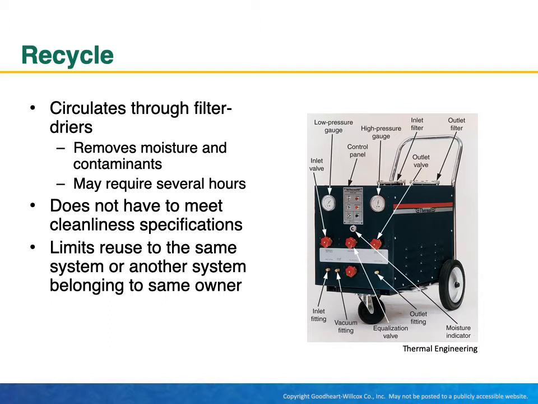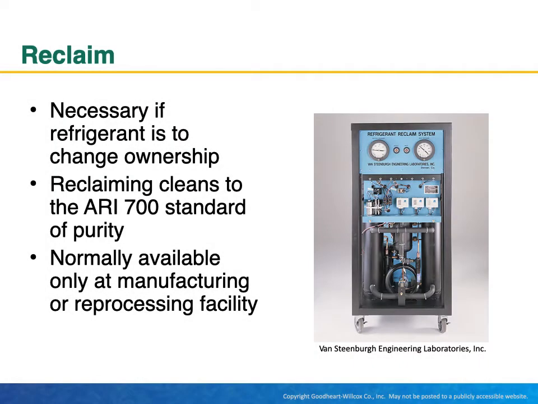Recycle. Circulates through filter dryers, removes moisture and contaminants, may require several hours, does not have to meet cleanness specifications, limits reuse to the same system or another system belonging to the same owner. Reclaim. Necessary if refrigerant is to change ownership. Reclaiming cleans to the ARI 700 standard of purity, normally available only at a manufacturing or reprocessing facility.